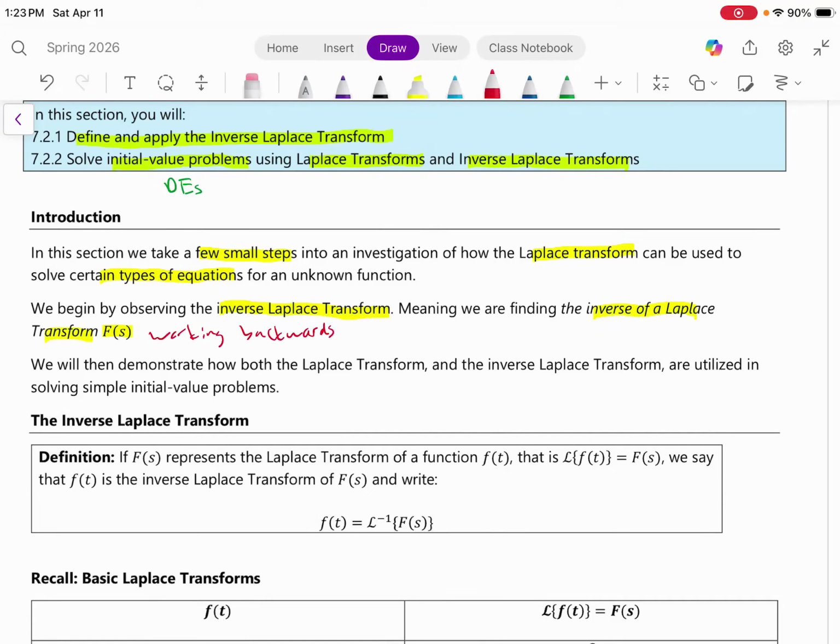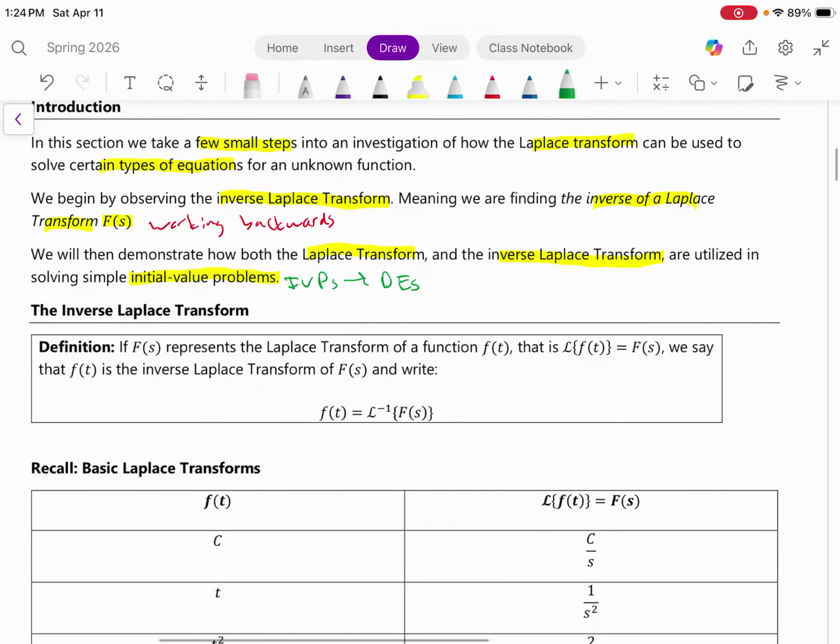Okay. So we're going to then see how using both the Laplace transform and the inverse Laplace transform will help us be able to solve initial value problems, you know, IVPs. But what are IVPs? They are essentially differential equations. Okay, so the Laplace transform and its inverse is going to help us solve some differential equations. So it's a new method we're learning to solving a differential equation.